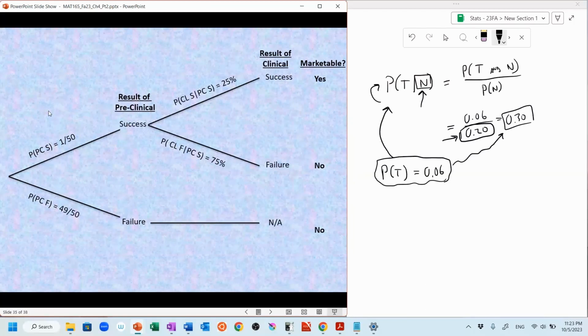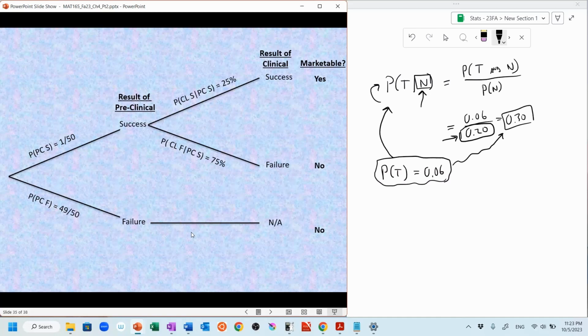So we can set up a tree diagram. We see that of the ideas here on the left, they first have to go through preclinical trials, the lab work, and that lab work can either be a success or a failure. 2% of the ideas succeed in the lab, so 1 out of 50 is the probability of preclinical success, and 49 out of 50 is the probability of preclinical failure.